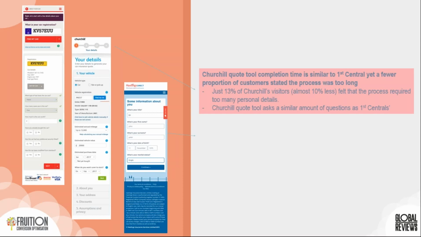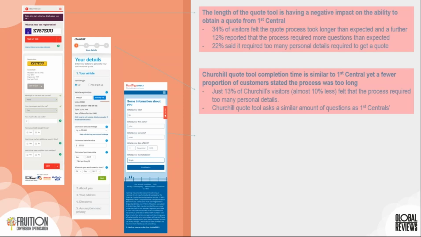So the first thing that's coming out is, having completed the quote tool with Churchill, people came back to tell us that the time it took them to complete the quote tool was shorter than the time it took with First Central. Just 13% of Churchill's visitors felt that the quote tool required too many personal details, in comparison to First Central, which is 34%. So a lot of people thought that the First Central quote process was too long.